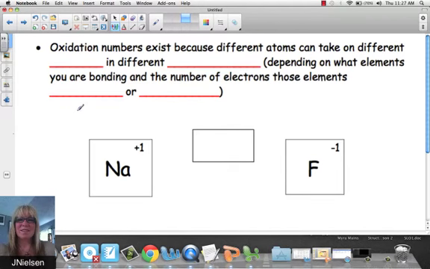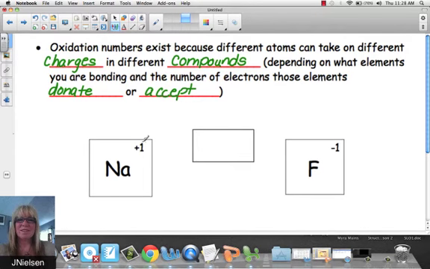Oxidation numbers exist because different atoms can take on different charges in different compounds, depending on what elements you're bonding with and the number of electrons those elements want to either donate or accept. And I use the terminology in class, give up, meaning donate, or take, meaning accept.